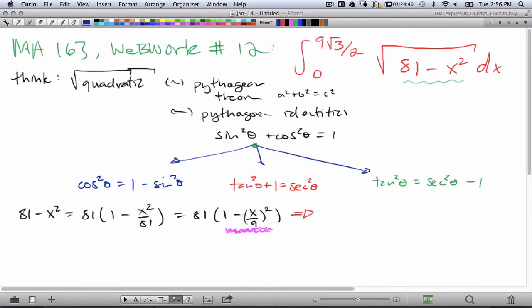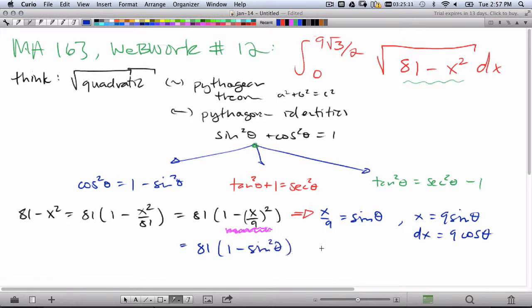So if we set x over 9 equal to sine of theta, then that tells us that x is 9 sine theta, and then dx will be 9 cosine theta d theta. Okay, very good. And so this expression now equals 81 times 1 minus sine squared theta. So we can substitute this green portion in for the 1 minus sine squared theta, and our dx is 9 cosine theta. So let's do that next.